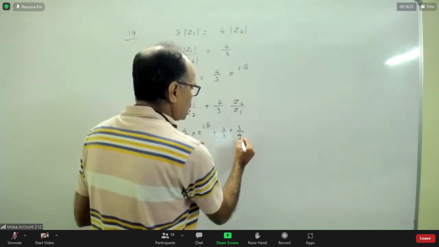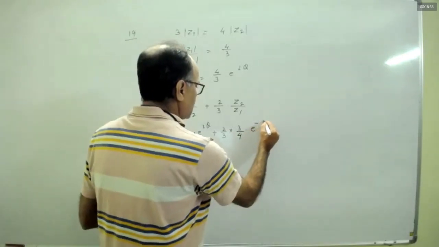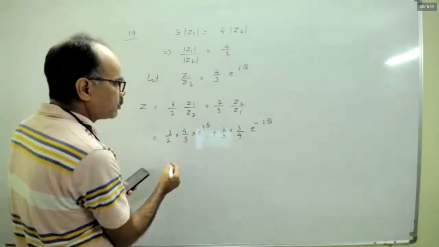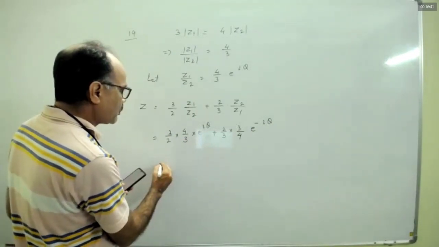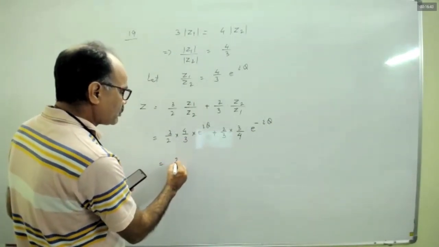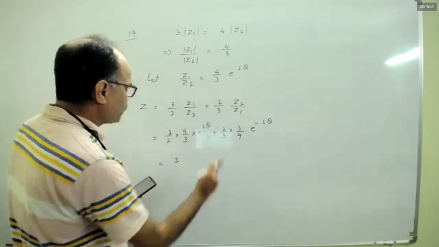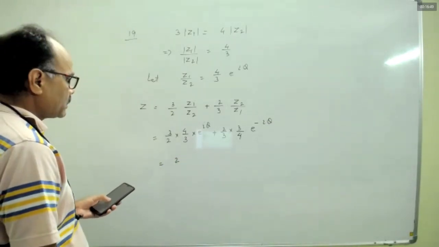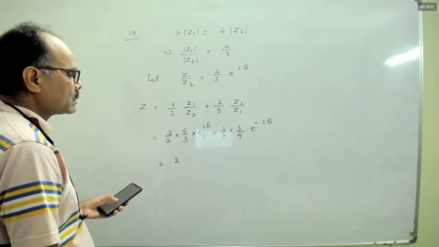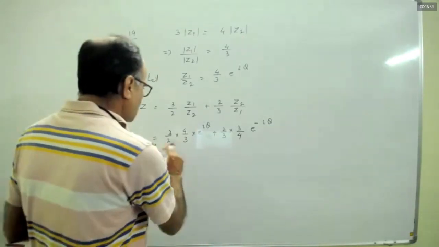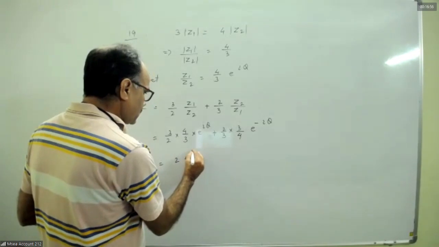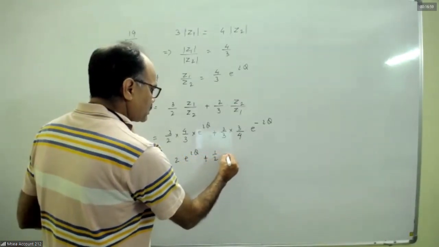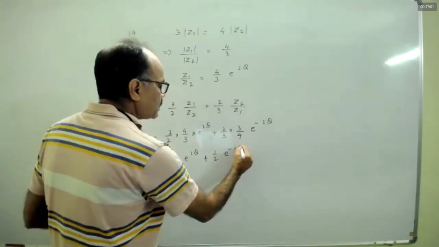3/4, e to the power minus i theta is 2 1/2. 3/4 is 2/3, 3/2. 3/4 times 2 e to the power i theta plus 1/2 e to the power minus i theta.